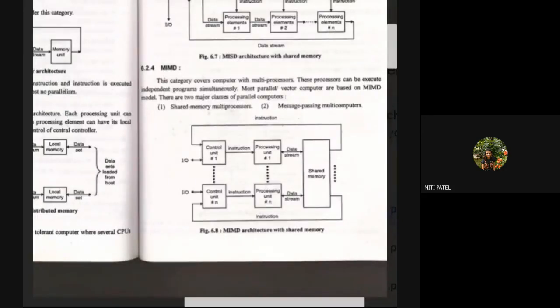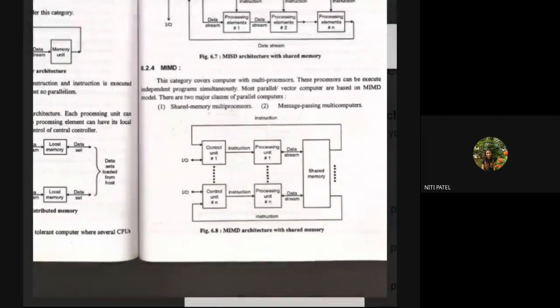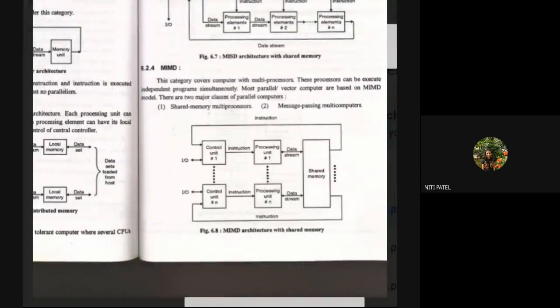N number of instructions can be executed and they can be transferred to the respective memory as well as to the user by using multiple data streams. So if you see, you have N number of control units, you have N number of processing units, but the memory is shared. Why is the memory shared? Because when a result is getting stored in the memory, I cannot divide my memory into different units, because if I divide it, then I cannot have different data streams. So to keep multiple data streams, I have to keep the memory shared between all the processing units and all the control units.